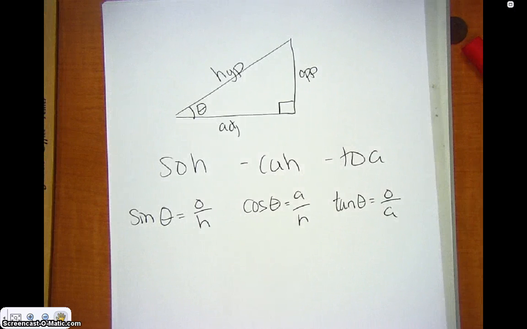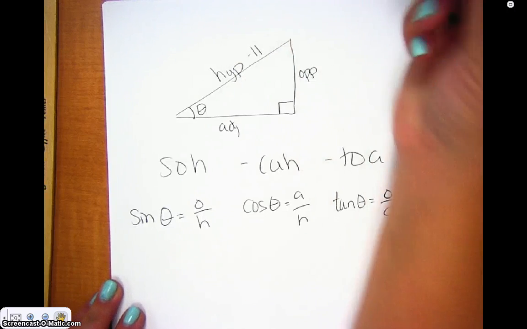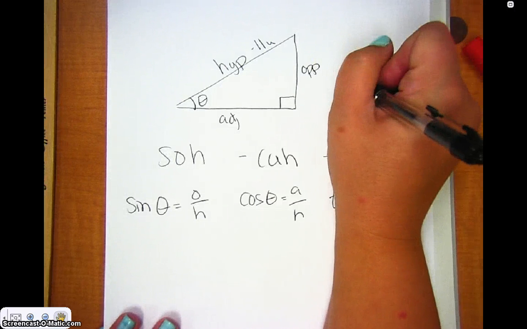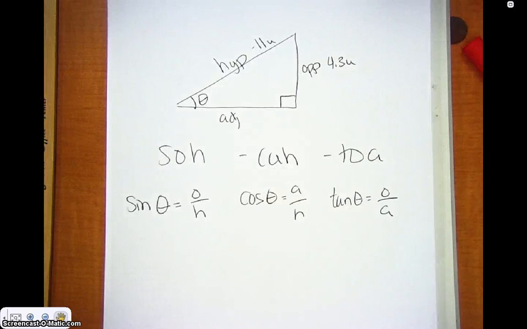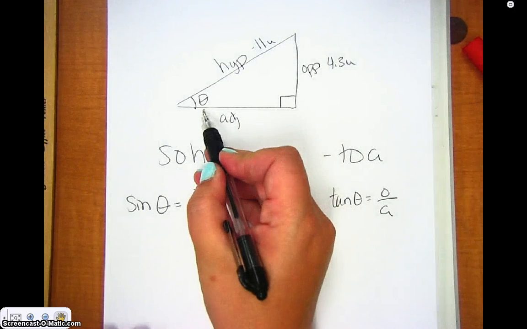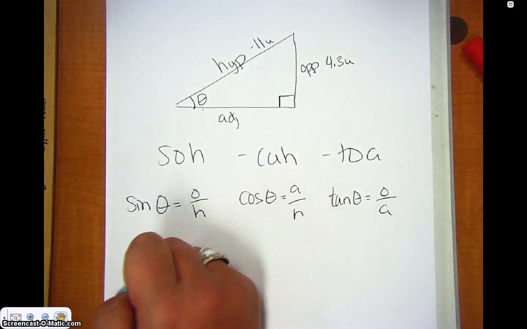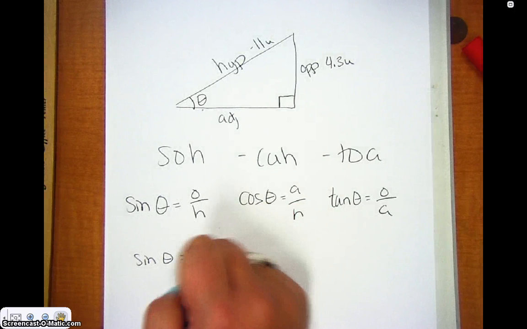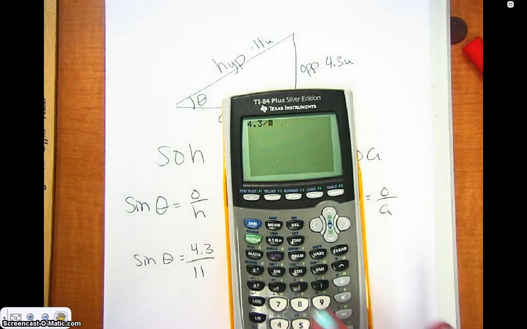Now, if we were going to solve for the angle, which quite often is asked of us, let me just make up some numbers here. Let's say my hypotenuse is 11 units, whatever that might be. We'll just put U for units. And then over here, the opposite, let's say this is 4.3 units. Okay. So if I wanted to know the angle, I would use sine because I have opposite and a hypotenuse. And so I'd have the sine of my angle is equal to 4.3 over 11. So if I punch that into my calculator, I get 4.3 divided by 11.